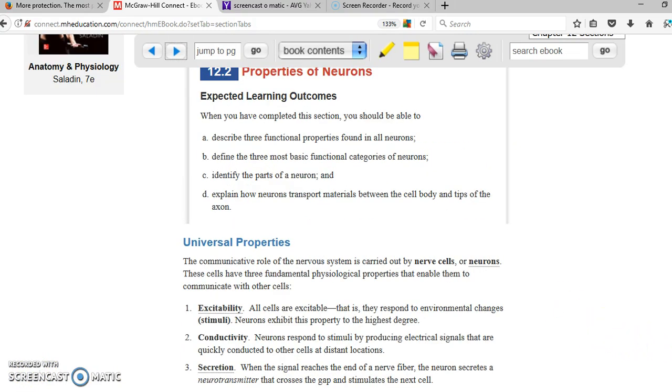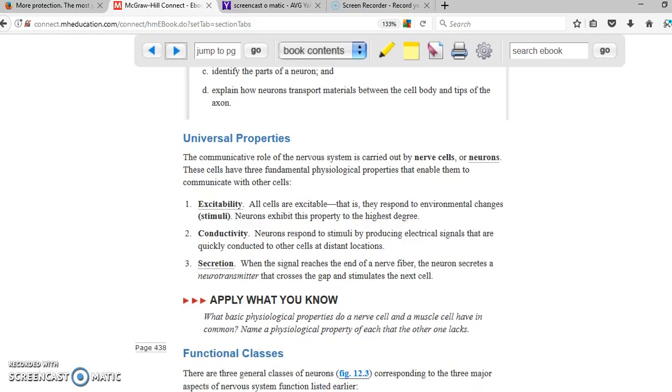Okay, let's keep going. The next topic is going to be properties of neurons. The neurons are the cells that you find in your nervous system. So, for example, if the question in the exam is name one cell that you find in your brain, you have to say neuron. So what's the characteristic that a neuron has? As you can see right there, you have three main important properties: excitability, conductivity, and secretion.